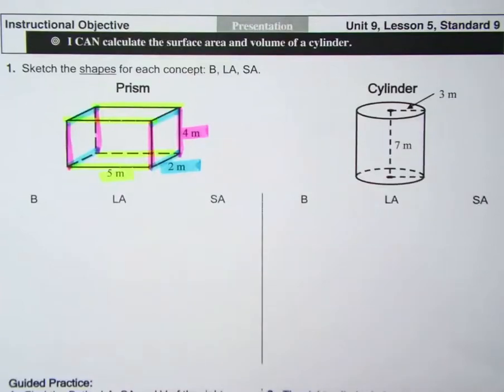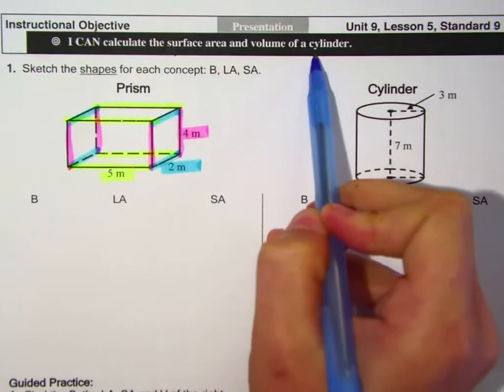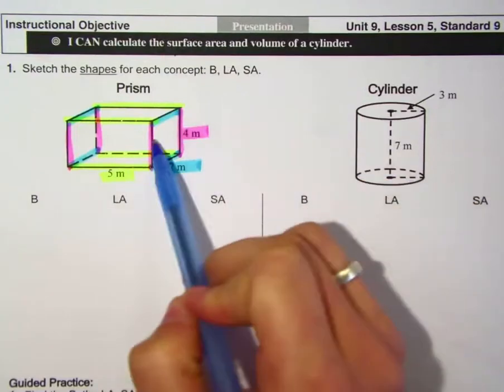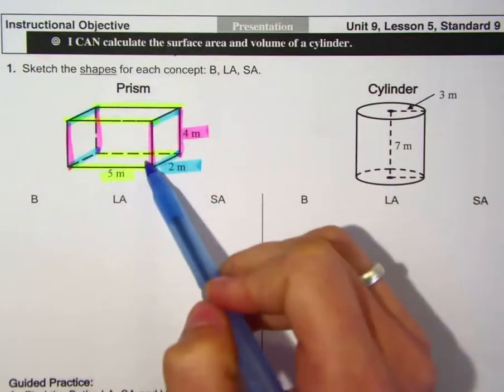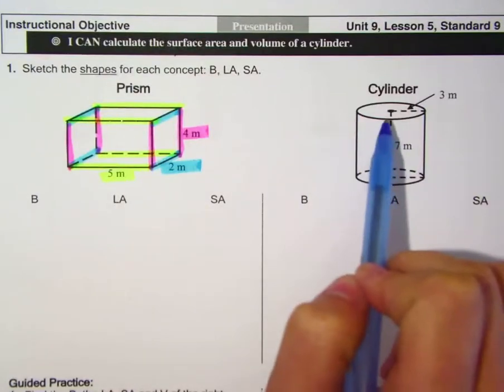Okay, this is lesson 9.5, which is calculating the surface area and volume of a cylinder. So what we're going to do is compare surface area and volume of a prism, and compare that to surface area and volume of a cylinder.